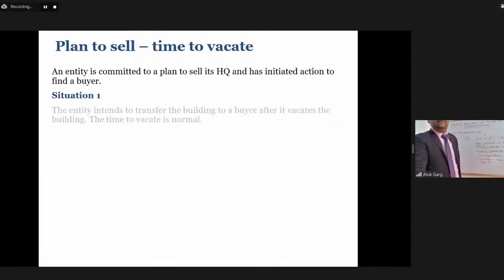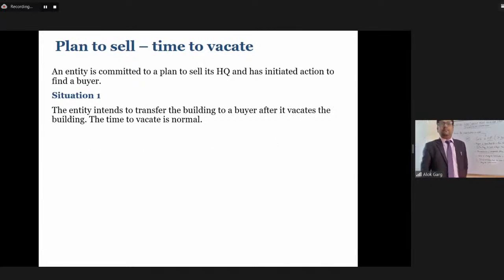Second, an entity is committed to a plan to sell its headquarter. So Ambika, are you asking any question when it is available for sale? Do you have any query? So please answer this question. Please answer the question of this case study.